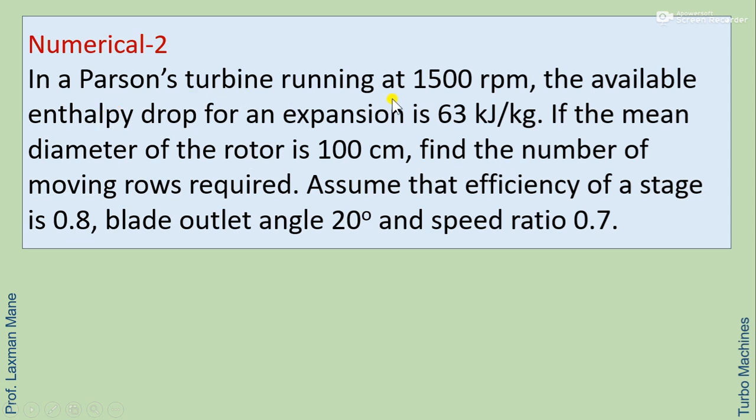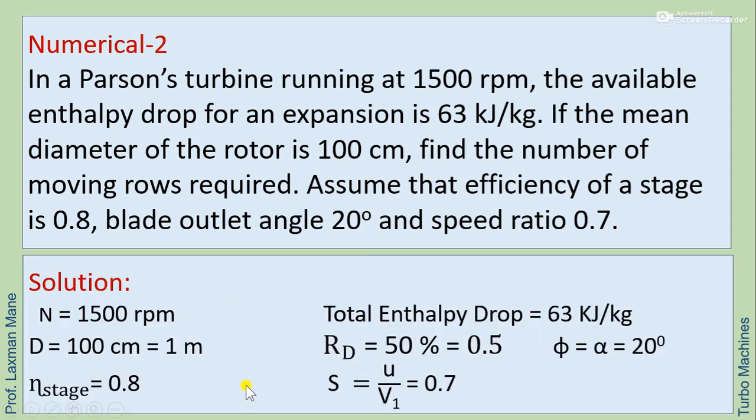This is the second numerical in which the data is the same, except one change is given: in this case the enthalpy drop is given in kilojoule per kg and it is asked to find the number of moving rows required. So enlisting the given data: speed, diameter, stage efficiency, degree of reaction, speed ratio, angles.